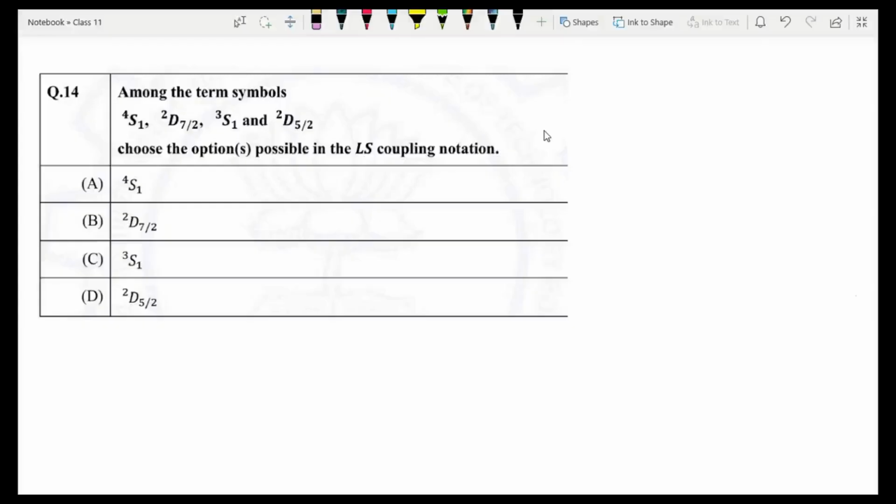Among the term symbols 4S1, 2D7/2, 3S1 and 2D5/2, choose the options possible in the LS coupling notation. So we have to find which among the notations is a possible LS coupling. First we will write the term symbol. Term symbol is 2S+1 LJ.